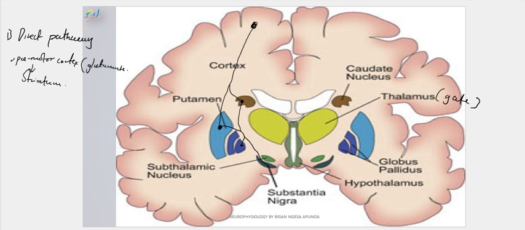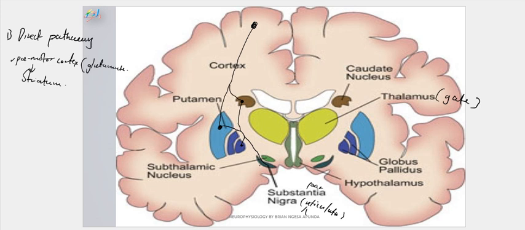So we also have two types of substantia nigra. We can have the pars reticulata and pars compacta. So the signals are likely to end at the pars reticulata. So we can just write substantia nigra in brackets pars reticulata. So we have pars reticulata and we have the pars compacta.